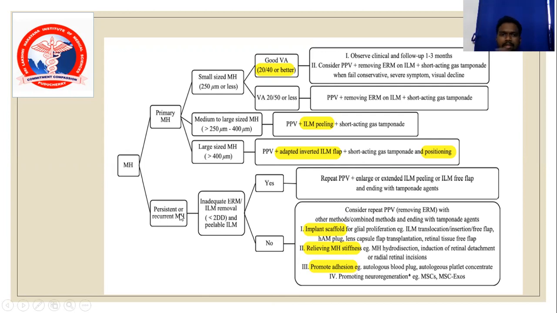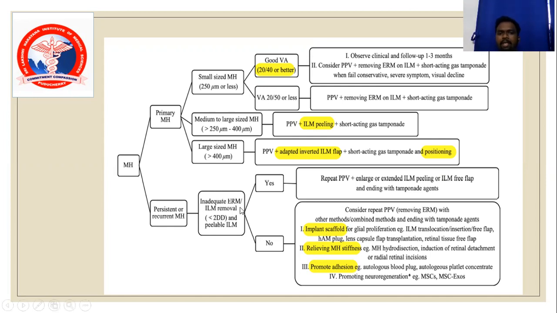How to treat? Okay, this is for primary macular hole. How to treat a patient with a recurrent macular hole? So, in the presence of an epiretinal membrane or an inadequate inner limiting membrane removal, we do perform a repeat pars plana vitrectomy. We extend the inner limiting membrane, or we do an ILM free flap. After doing the free flap, we inject either C3F8 or an SF6 gas for a tamponade effect.